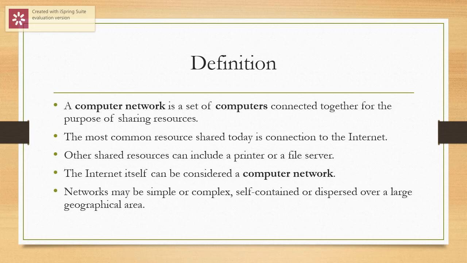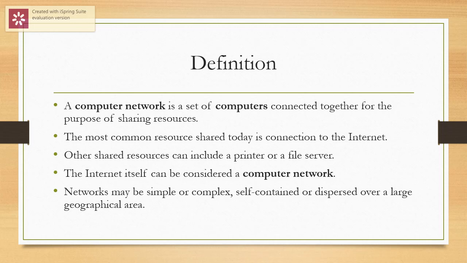What is a computer network? A computer network is a set of computers connected together for the purpose of sharing resources. The most common resource shared today is connection to the internet. Other shared resources can include a printer or a file server. The internet itself can be considered a computer network.